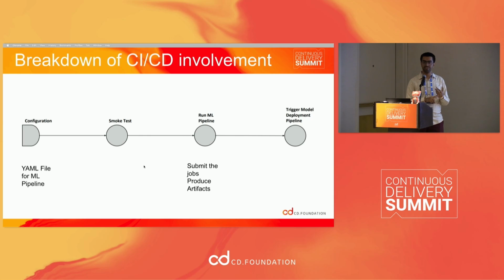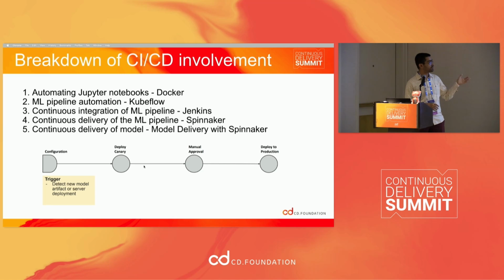So over here, you'll define what's your pod, containers, and the type of machine learning model that you're trying to train. And then you'll run some tests with the help of Jenkins, and then you'll actually run your machine learning pipeline. And then if the machine learning pipeline is successfully run, you can go ahead and deploy that with the help of Spinnaker.